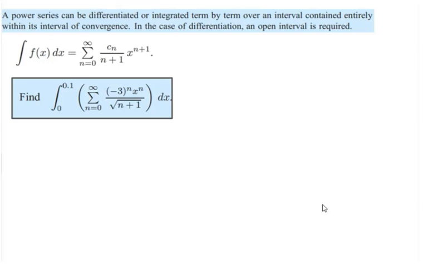A power series can be differentiated or integrated term by term over an interval contained entirely within its interval of convergence. So generally speaking, you need to do the work to find the interval of convergence in the first place. In the case of differentiation, we're not doing differentiation for this, but you need an open interval.